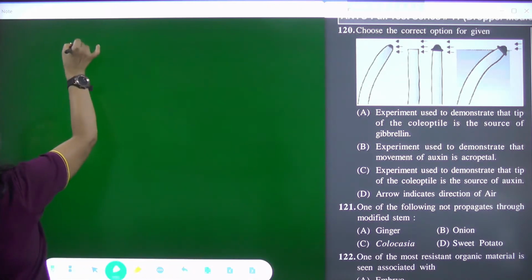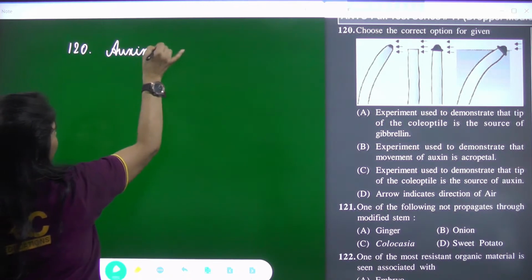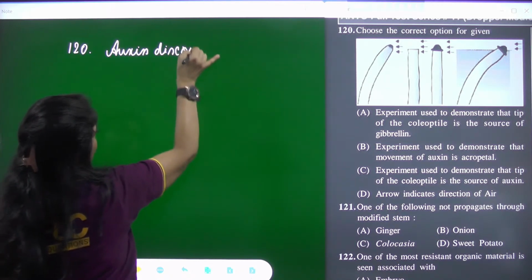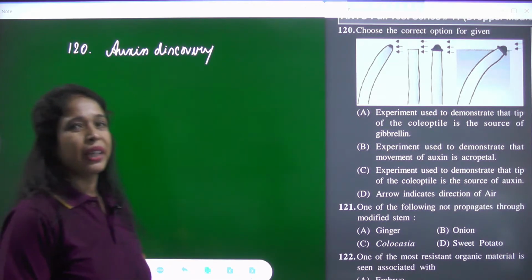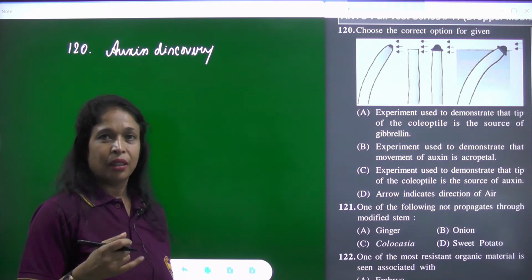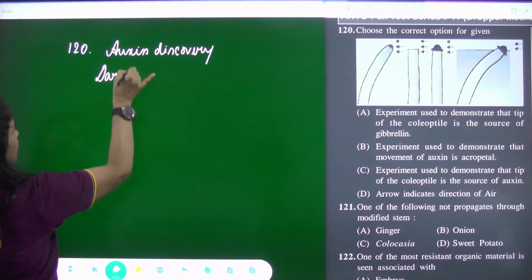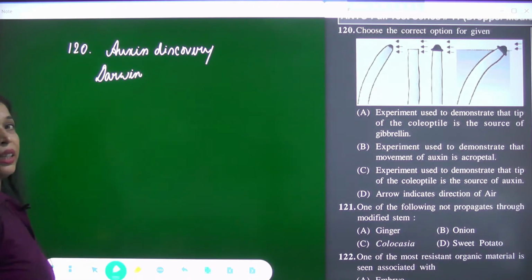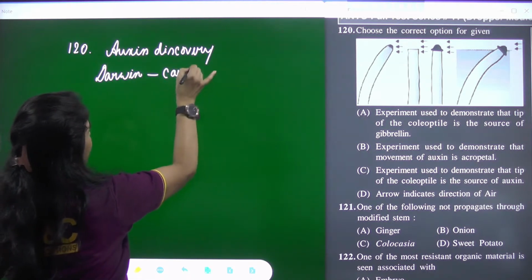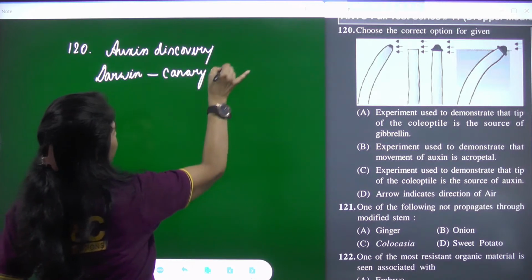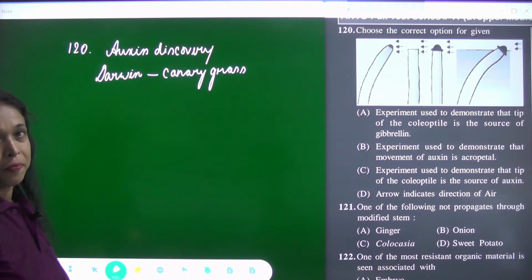Okay, the question is for the discovery of Auxin. From the diagram itself, we can understand. The first experiment of Auxin discovery was performed by Charles Darwin and his son, by taking canary grass. Darwin took canary grass for his experiment. It is the first experiment on Auxin discovery.